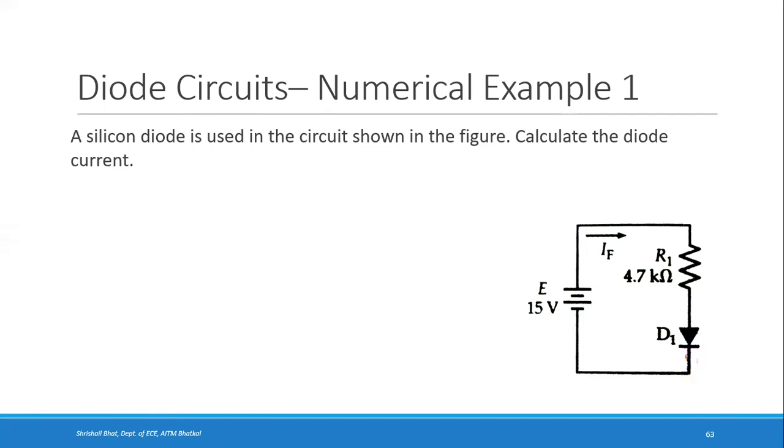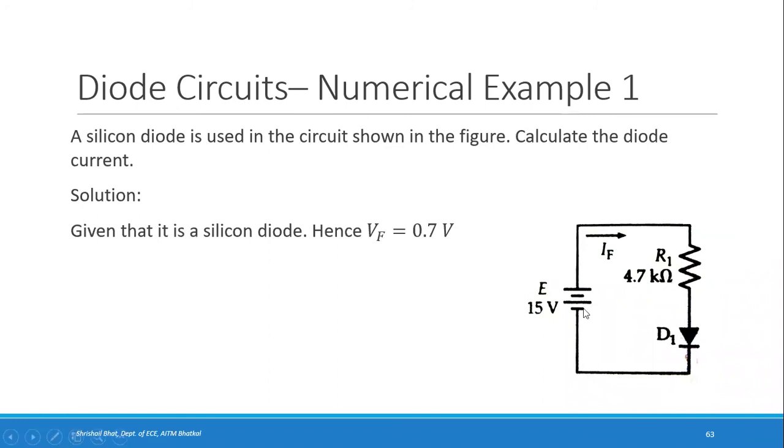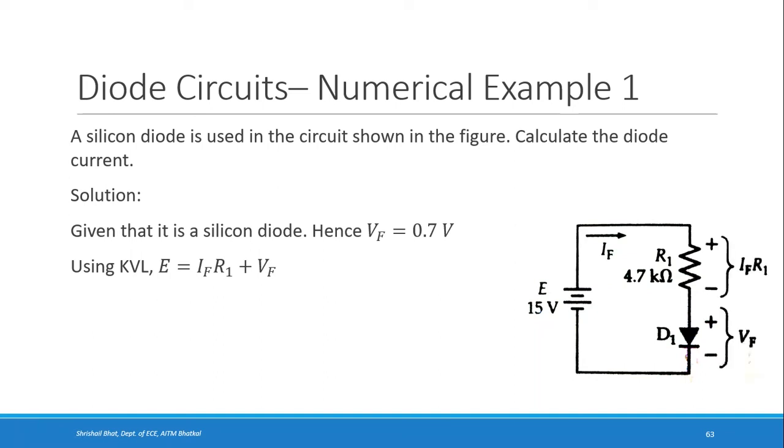So what are the given things? First, note down the given things. It is given that it is a silicon diode, so VF is equal to 0.7 volts. The supply voltage is 15 volts, as shown in the diagram, and the resistance connected in series is 4.7 kilo ohms. Using KVL, or Kirchhoff's voltage law, you can write E, the applied voltage, is equal to the voltage drops across the different devices. What is the voltage across the resistance R1? V is equal to I into R. So it is current into resistance.